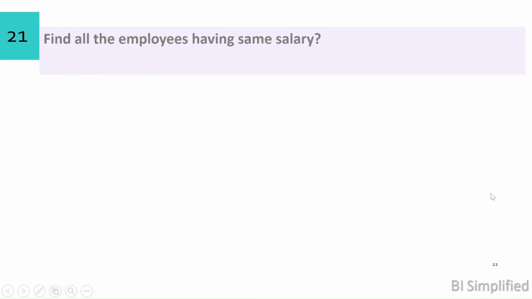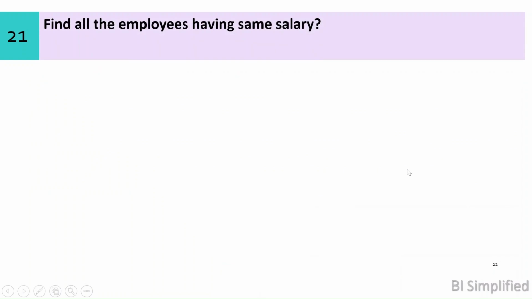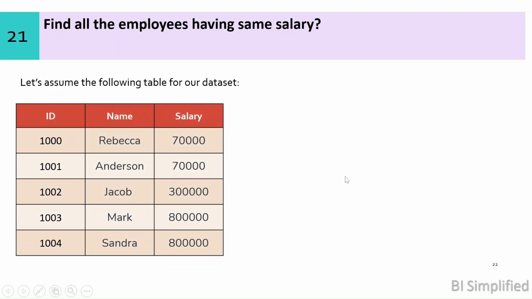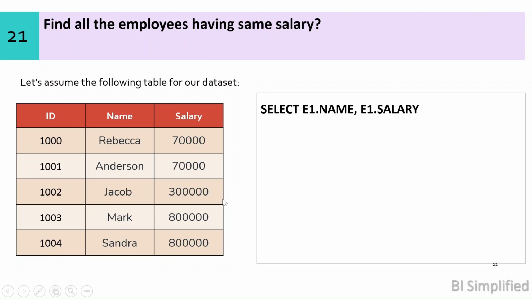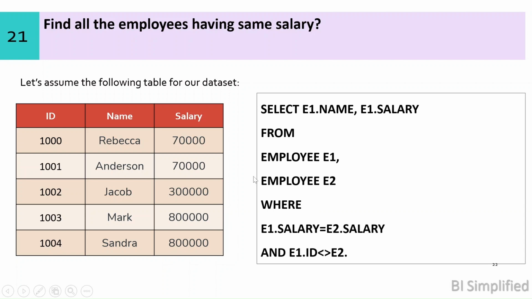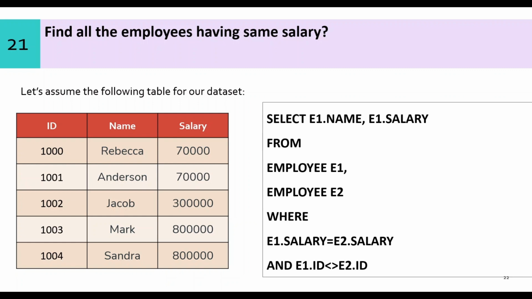Moving on to our next question. Find all the employees having the same salary. This is a very interesting one. Consider this data set, but we have to use the concept of self join here. So let's see what the query looks like. The query is: select E1.name, E1.salary from employee E1, employee E2, where E1.salary equals E2.salary and E1.id not equals E2.id. This is what I am referring to as self join. Now let me explain how the concept of self join works.